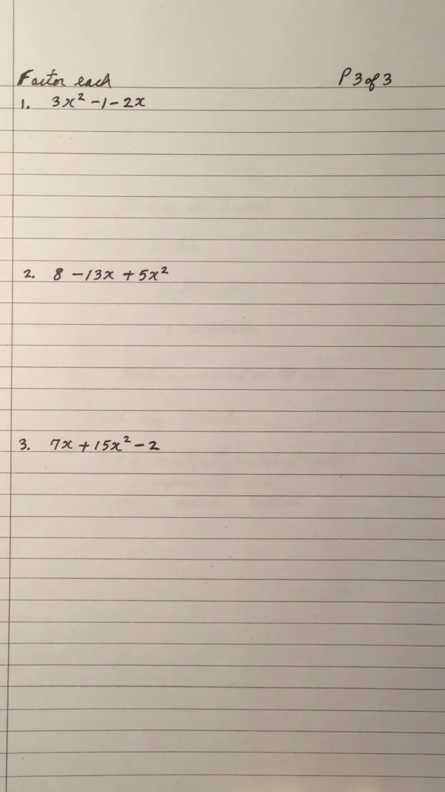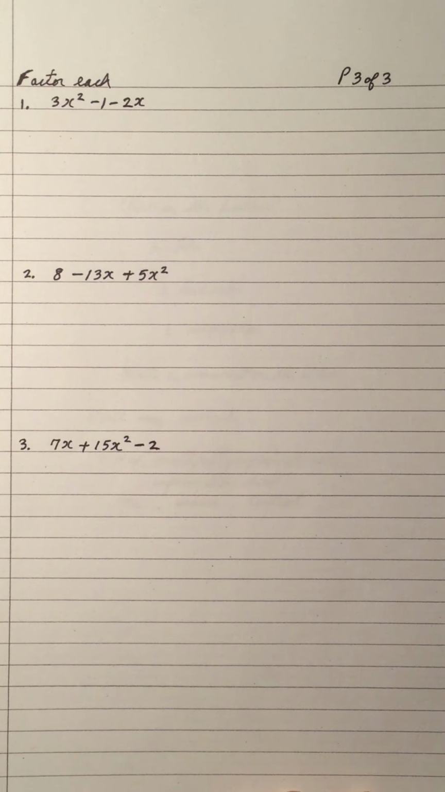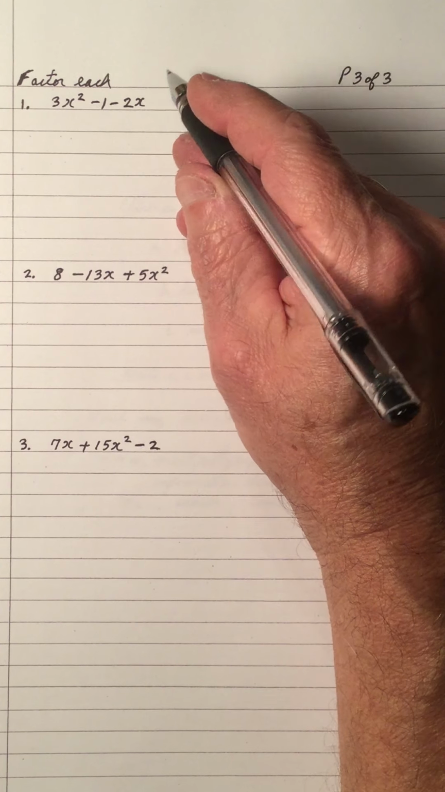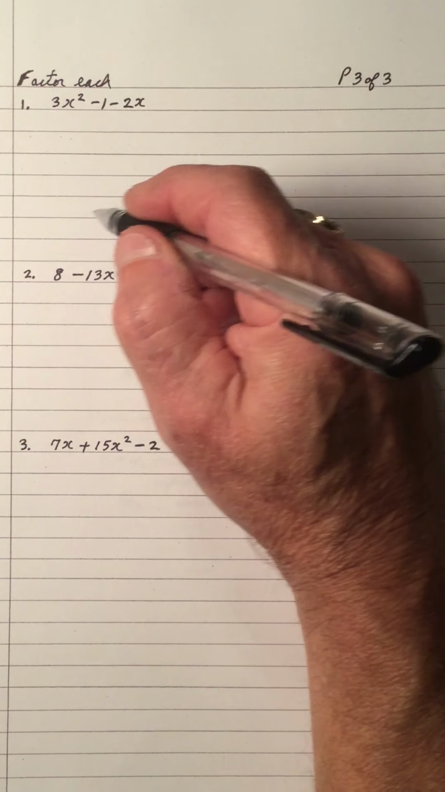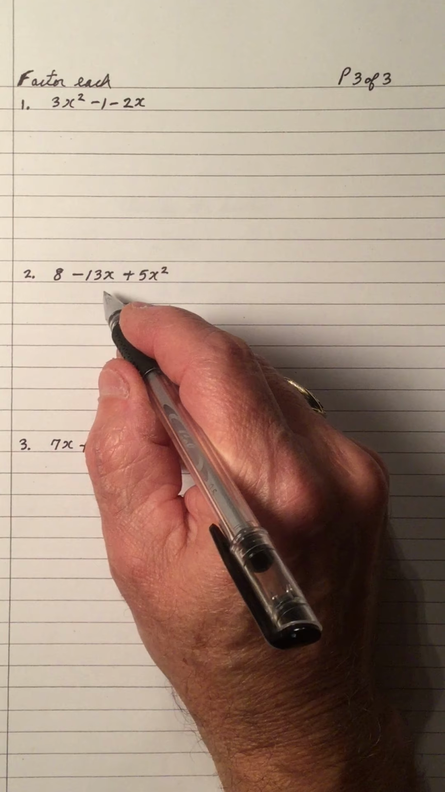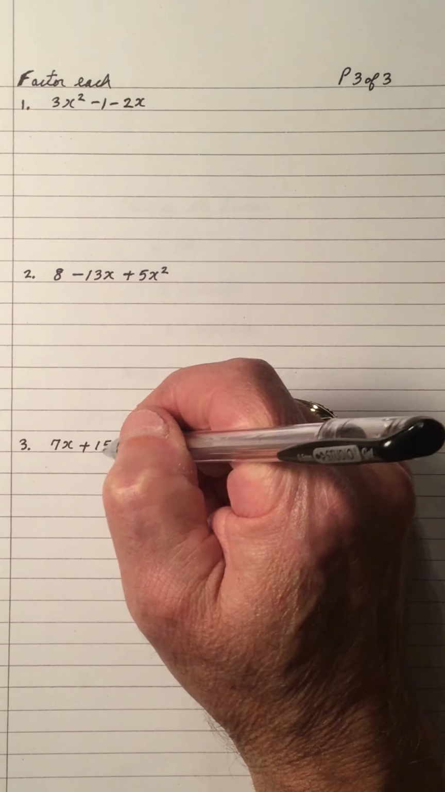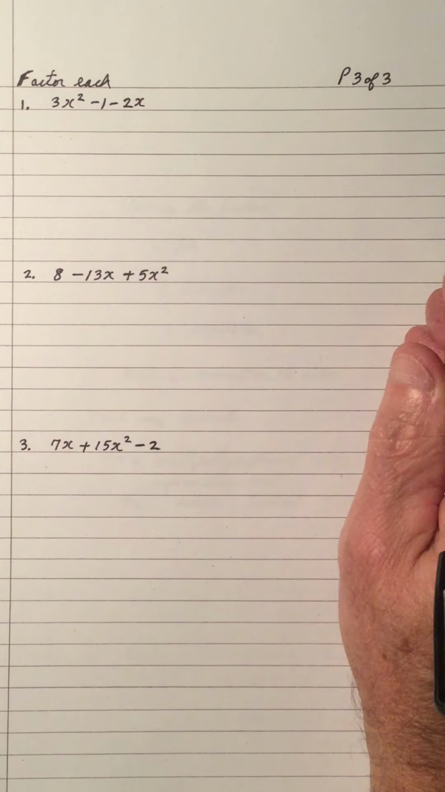Okay, and I have 3 for you to do. So 3 means pause the video, work this one out, and see if you got the right answer. Then pause it again and work it out, and then press play to see if you get the right answers.